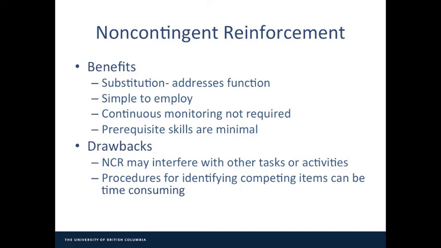And additionally, the procedures for identifying competing items, which is what we're going to talk a little bit about today, can be relatively time-consuming. So as is the case with most treatment options, there's a variety of options for treatment, and in different situations, different types of treatments might be more effective. So the question then comes, if we're going to use non-contingent reinforcement, how do we determine which items are going to most effectively reduce stereotypy?